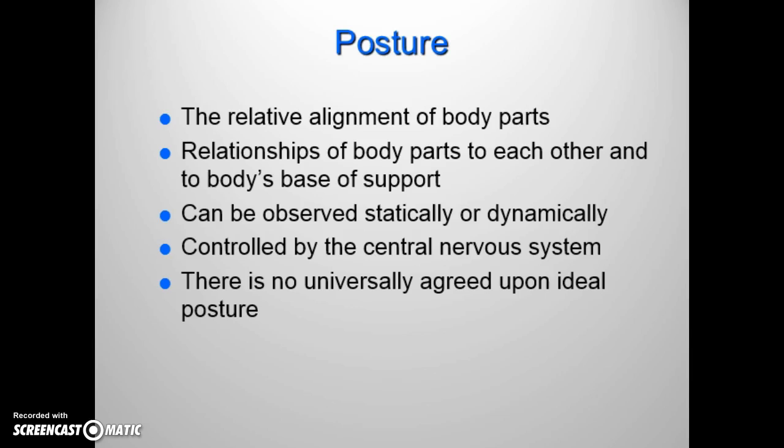Posture is controlled by the central nervous system. The central nervous system integrates information from the three primary systems: the visual system, the vestibular system, and the somatosensory system, which includes the proprioceptive system. There is no universally agreed upon ideal posture. Everybody's posture is a little bit different.